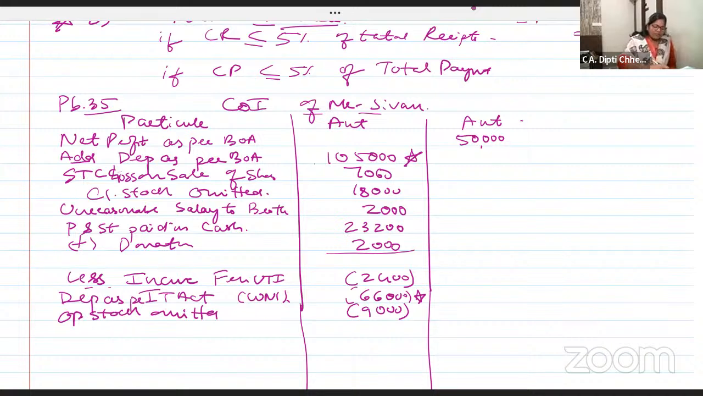How is the presentation? Is it clear to all of you? 157,260. 207,260. 77,400.